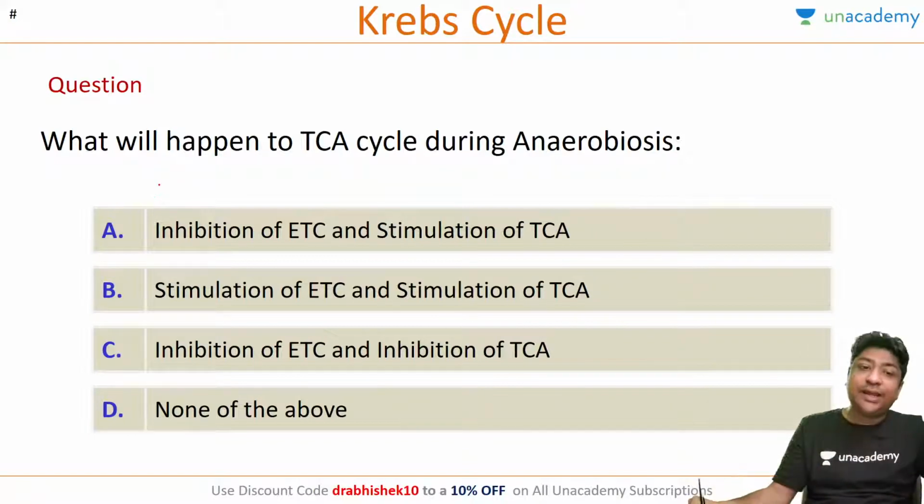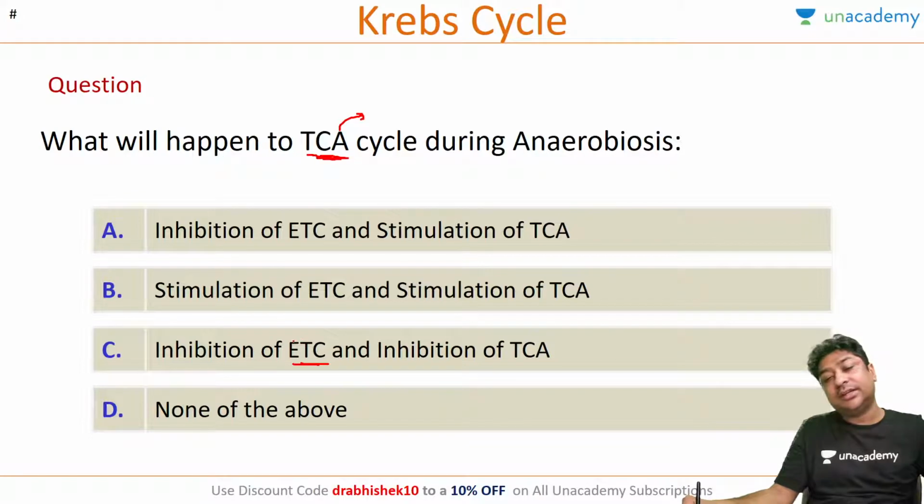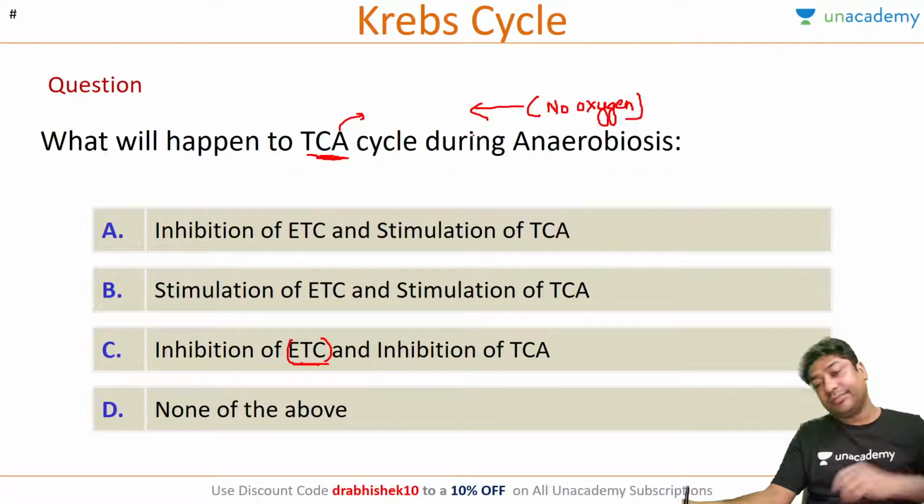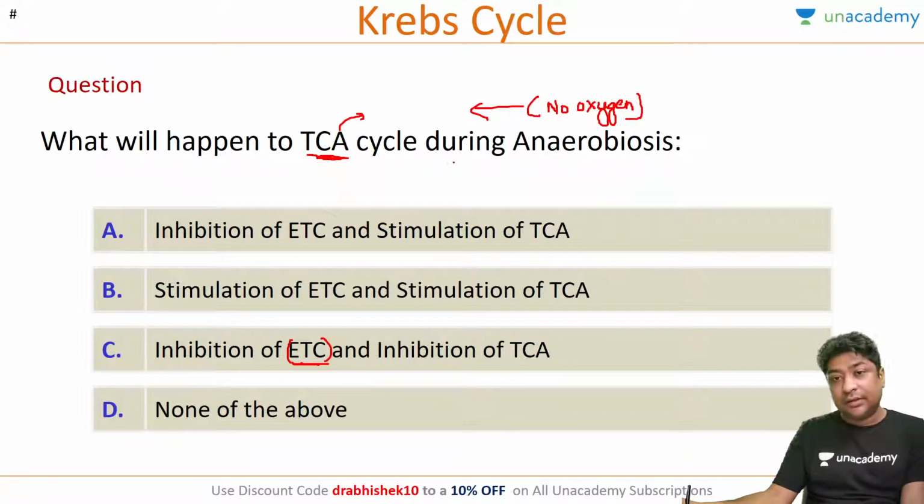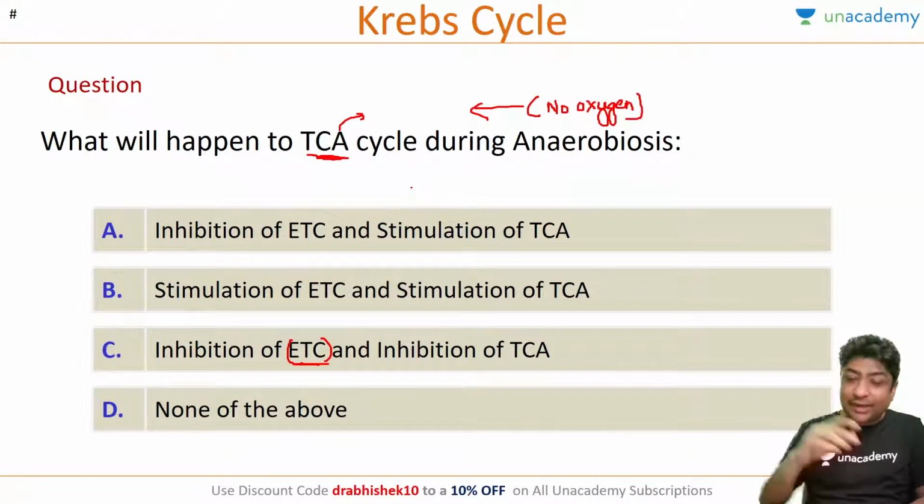Why should the TCA cycle or the electron transport chain be inhibited when there is no oxygen? It's a very important, fundamental question. Why can't the TCA cycle or the electron transport chain continue? In what step is oxygen required?